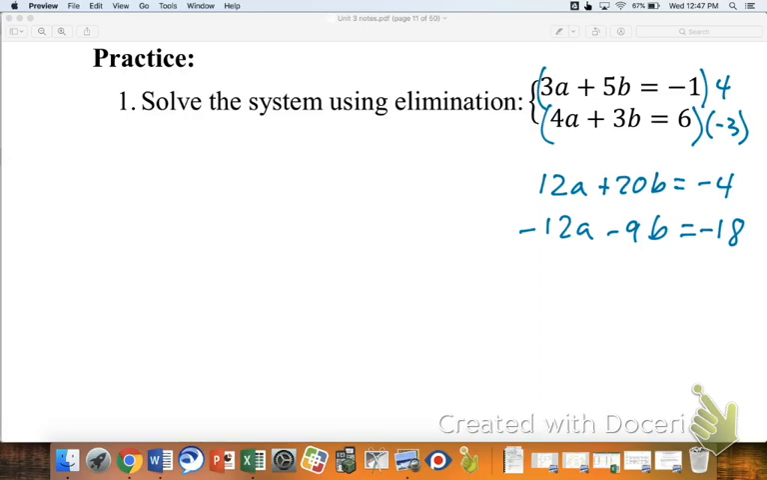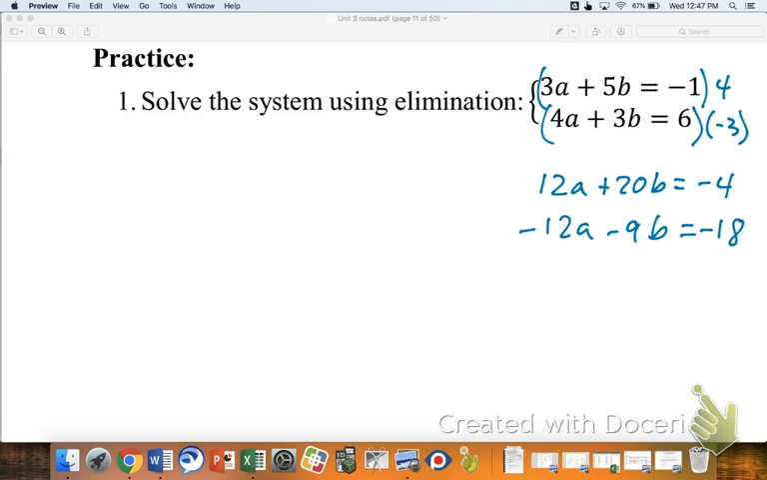Do you guys realize what I'm basically doing is asking myself, what is the least common multiple of 4 and 3? So what is the smallest number that both the 4 and the 3 go into? It's 12. Let's say that you didn't see that or you chose not to see that.